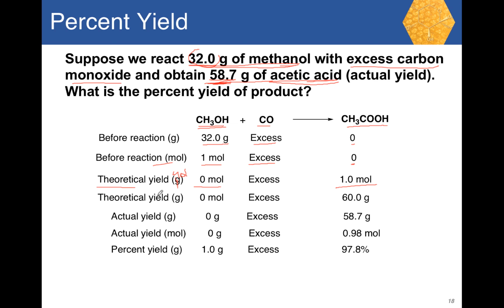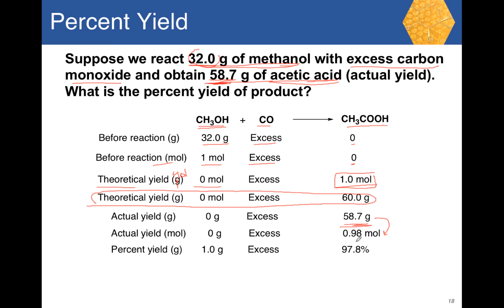Theoretically, we would expect 0 moles of methanol when the reaction is done and 1 mole of acetic acid. I mentioned you can do it in grams, but let's not worry too much about that just yet. Let's work in moles. We actually got as our product 58.7 grams of acetic acid. We're going to convert that to moles, so we actually got 0.98 moles of acetic acid.